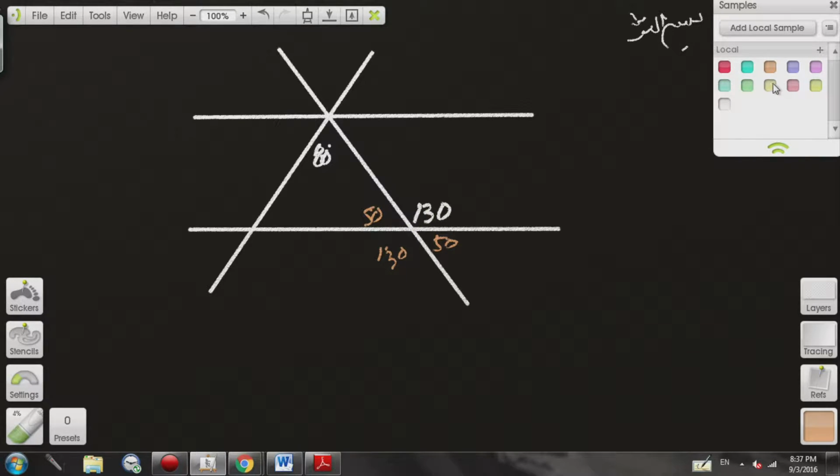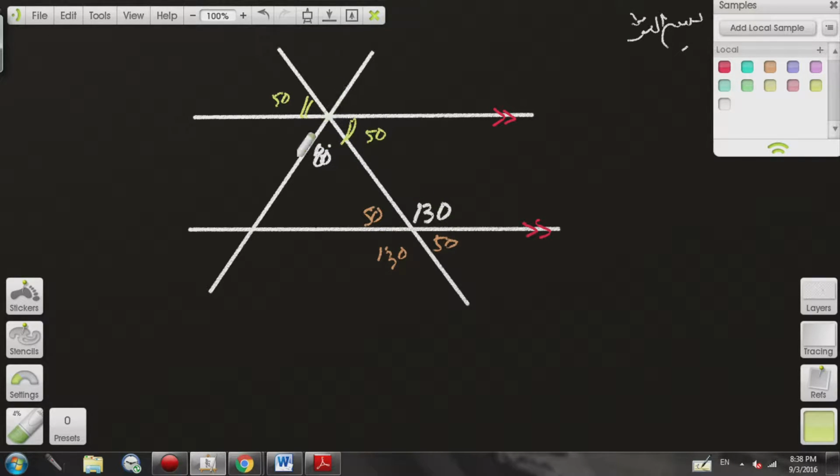Okay, now these are parallel lines. So we're given that those are parallel lines. That's very important. That's the only reason we can actually solve this question. Now we're given that's 130, so this angle right here is going to be 50, see, because these are consecutive interior angles and they're supplementary. If that's 50, this is going to be 50, okay, because these are vertical angles.